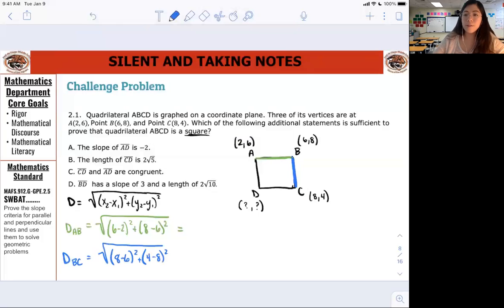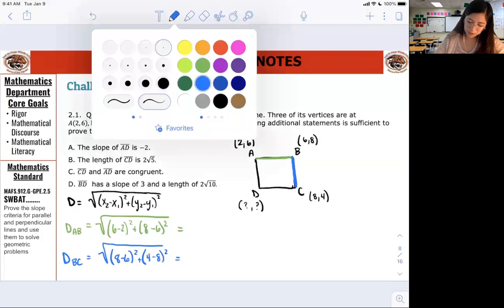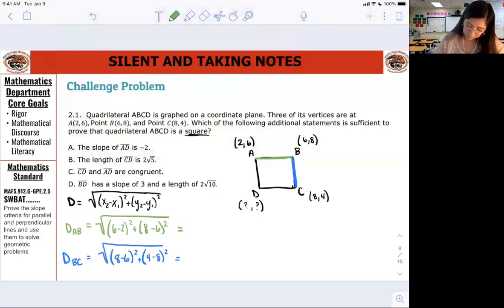Okay. Did we get something for AB? Yes. All right, what you got? I got the square root of 20. The square root of 20. That sounds about right. What about for BC? The same thing.